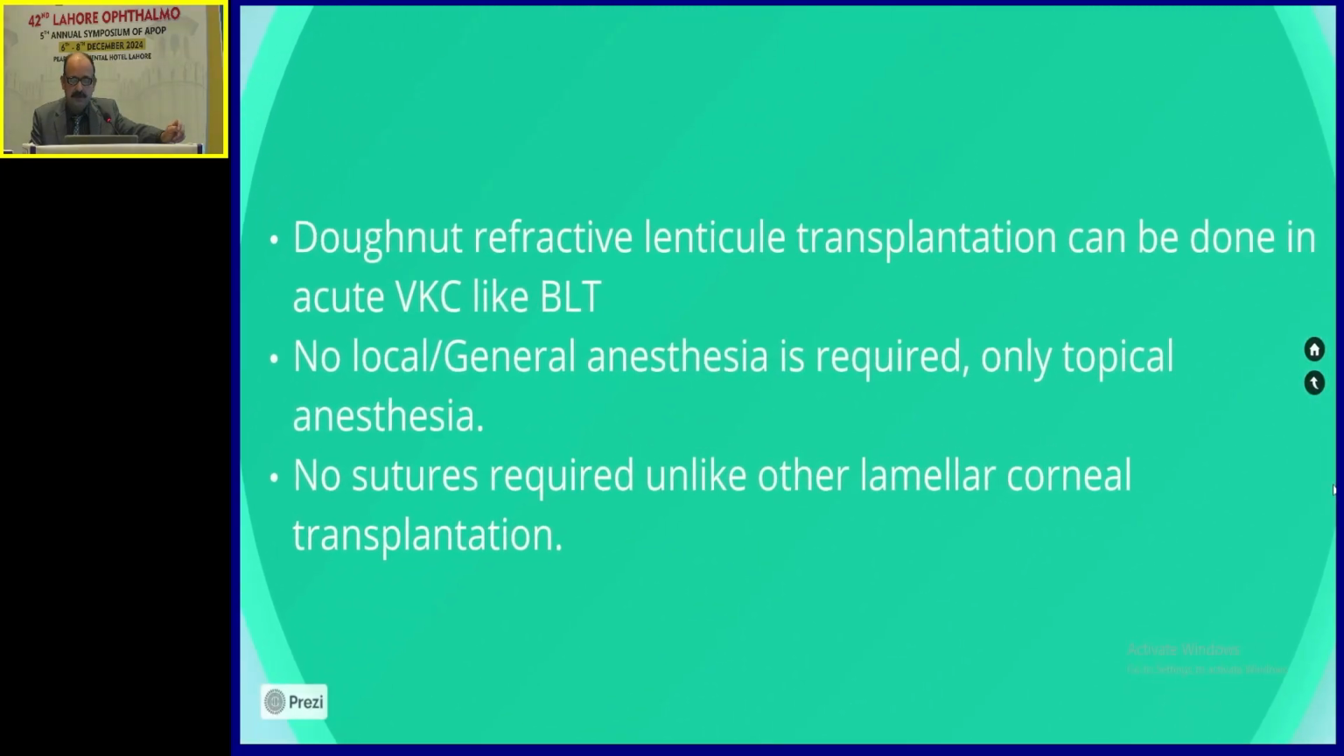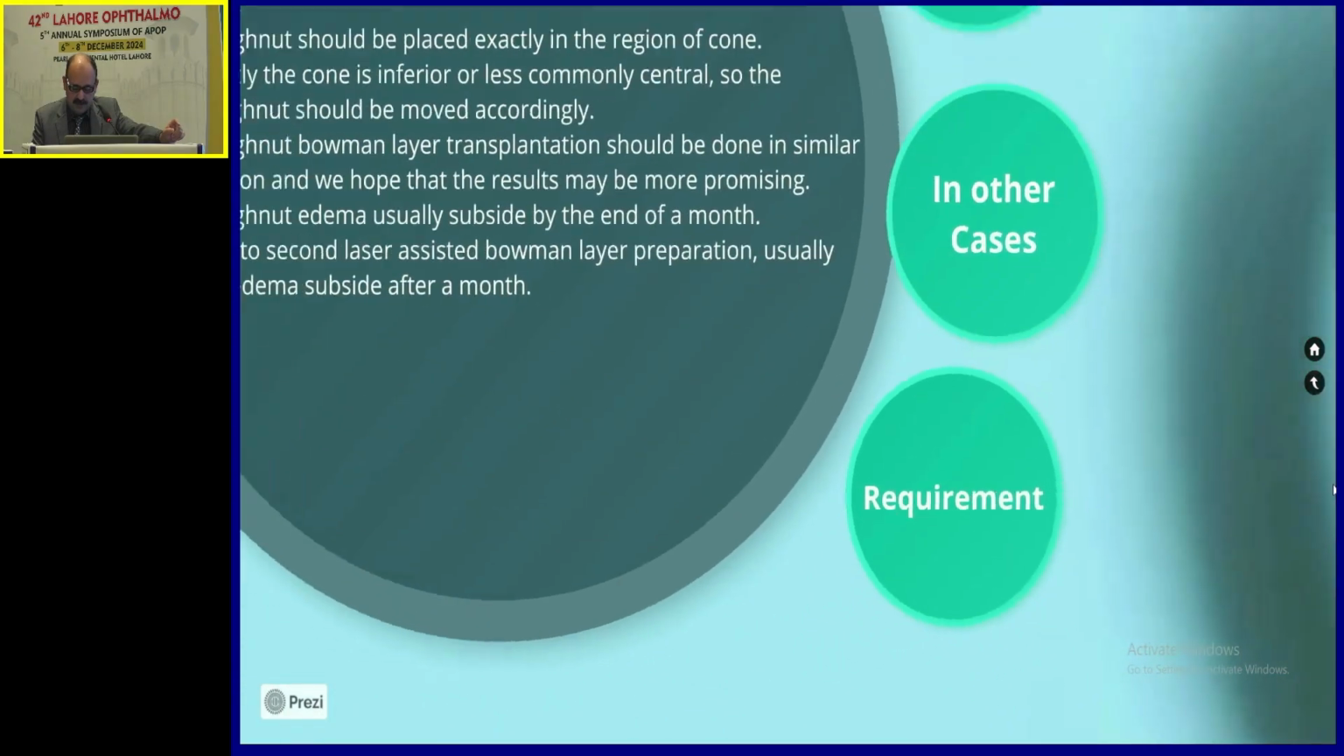Now, donor refractive lenticule transplantation, DRLT, can be done in any acute VKC, like as we are doing in the bowman's layer. Other procedures are contraindicated in acute VKC, right? So no local or general anesthesia is required. Only topical anesthesia is needed for DRLT. No sutures are required, unlike other lamellar corneal transplantation procedures.